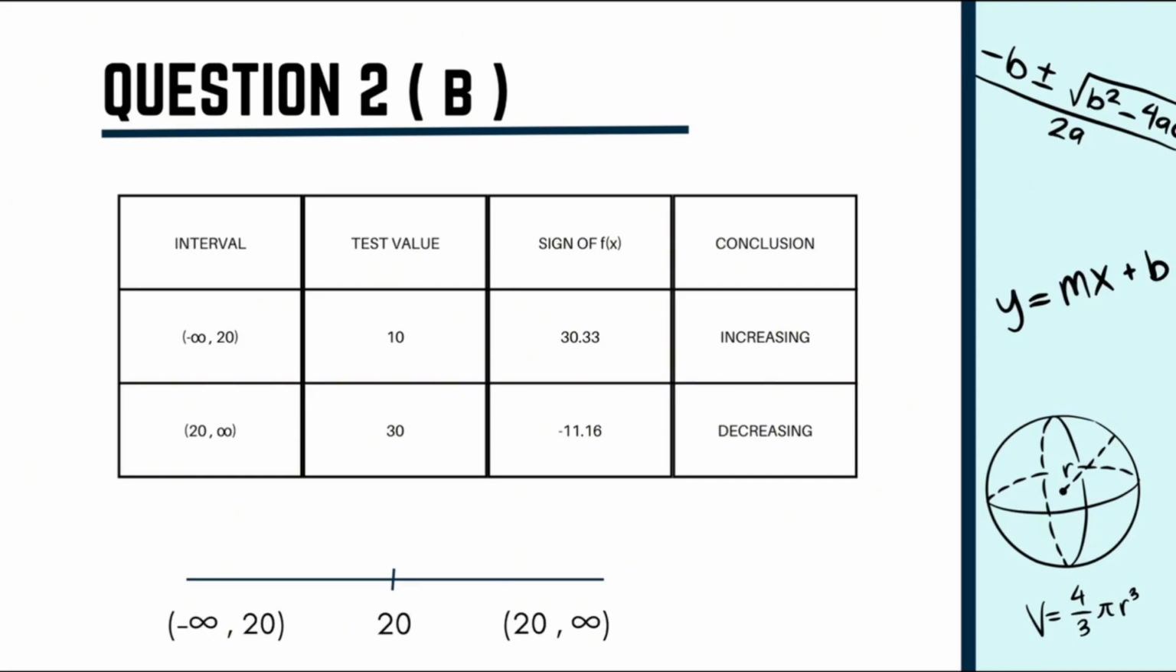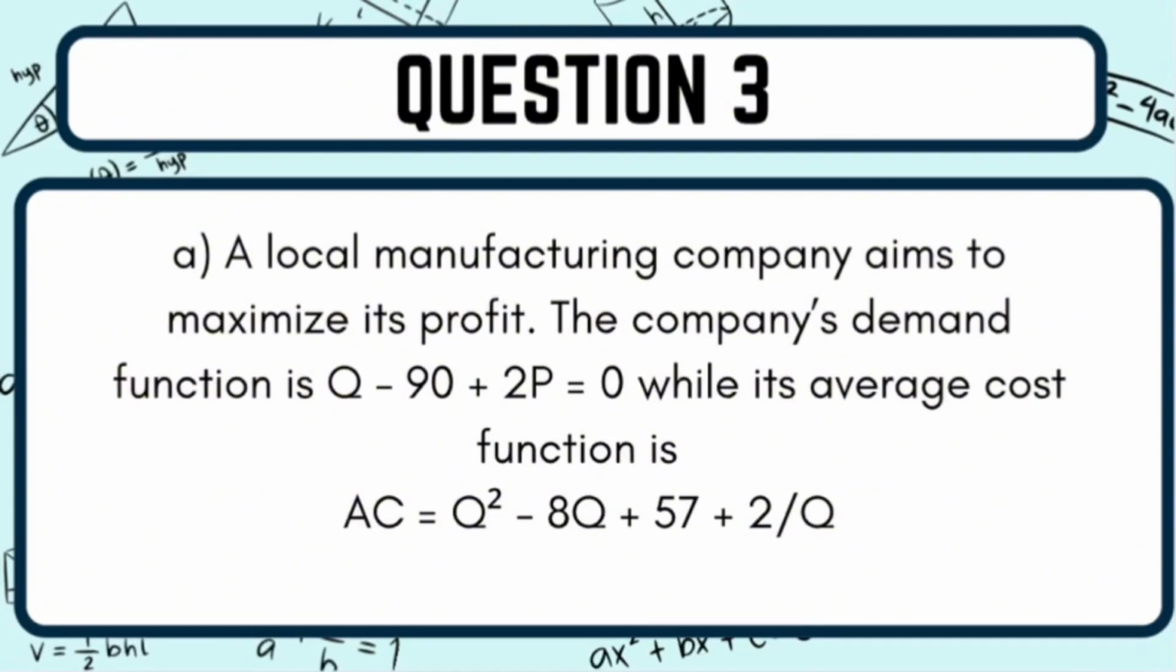When 10 is substituted into the first derivative, the result is positive, which is approximately 30.33. Since the first derivative is positive, this means the function is increasing on this interval. Next, a test value of 30 is chosen from this interval. When 30 is substituted into the first derivative, the result is negative, which is approximately negative 11.16. Since the first derivative is negative, the function is decreasing on this interval. So, since the first derivative changed from positive to negative at x equals 20, the function has a maximum point at x equals 20. So we move to question 3.